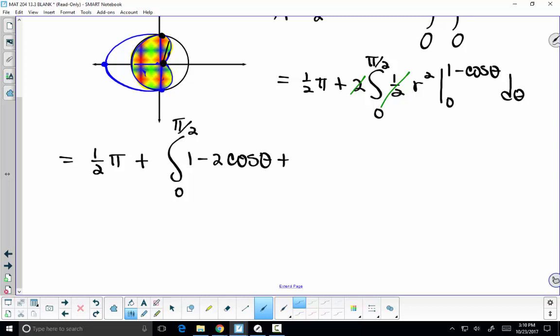What do we have to do to cosine squared theta to integrate it? Power reduce it. It'd be 1 plus cosine 2 theta, all over 2. So write out all the steps, please: 1 half plus.